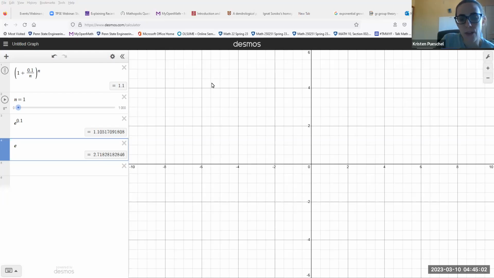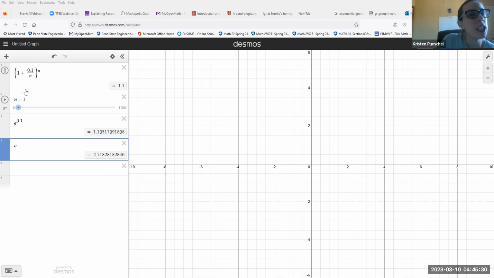Okay, so we're going to be looking at what happens to our base if we let the number of compounding periods get very large. So what I have here is 1 plus our rate divided by the number of compounding periods, and then we're going to take this to the power of the number of compounding periods. This is our base in our exponential function.